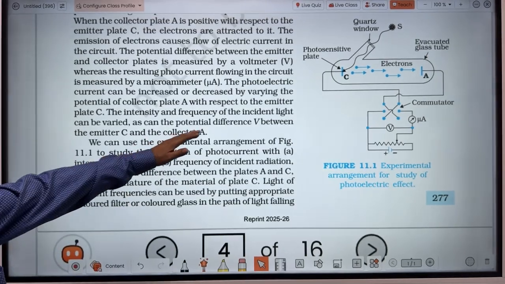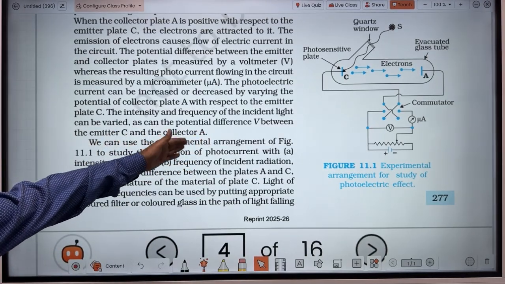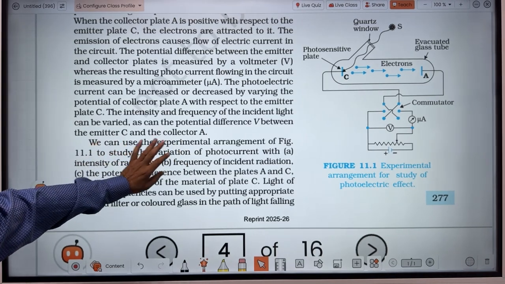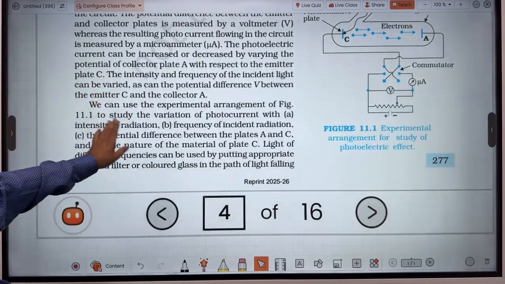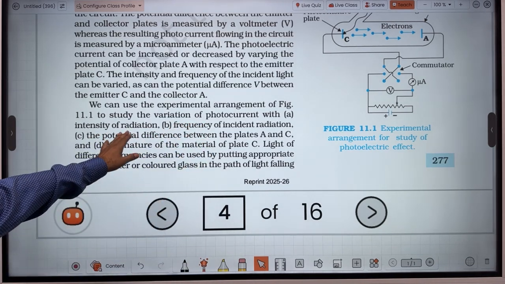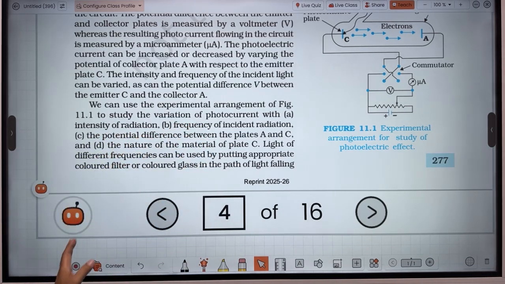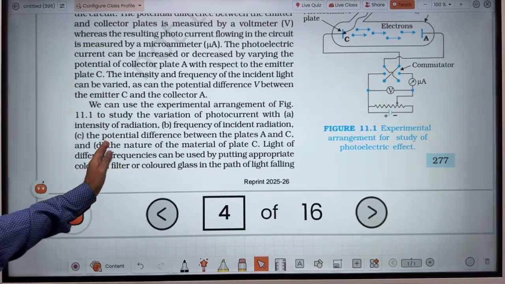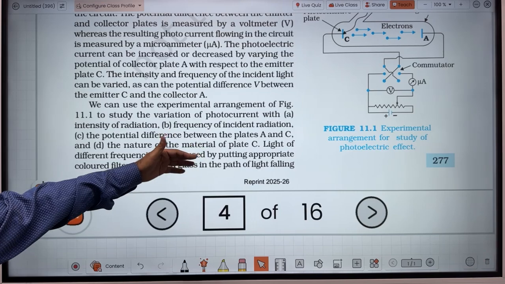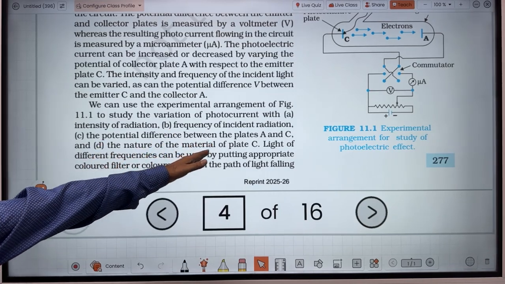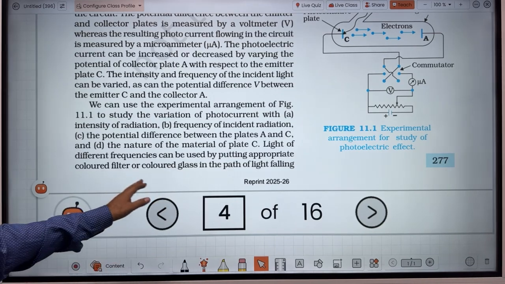The intensity and frequency of the incident light can be varied, as can the potential difference between the emitter C and collector A. Now we can use the experimental arrangement to study the variation of photoelectric current with the intensity of radiation. First we will see graphically how photoelectric current varies with the intensity of radiation, then with frequency, then with the potential difference between the plates A and C, and the nature of the material of the plate C. So all these things we are going to study.